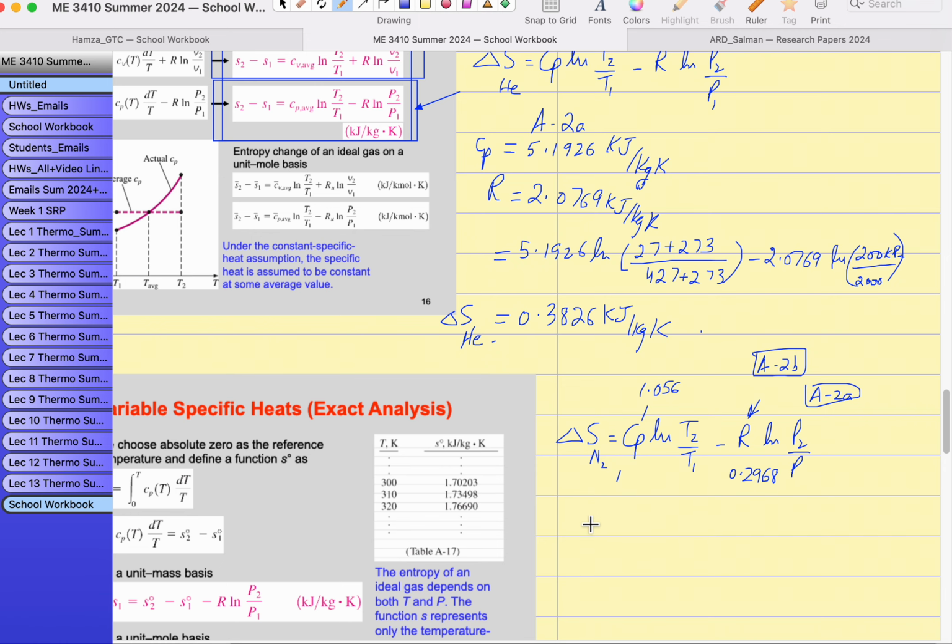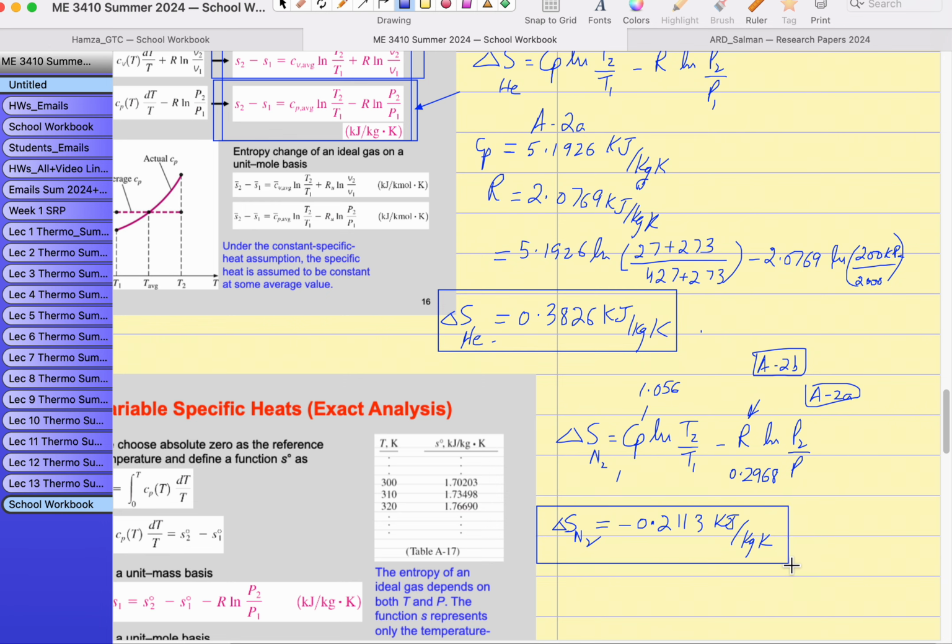So let's plug everything in, and you do the same, and you get minus 0.211 kJ per kg K. Looking at nitrogen and helium, the entropy change for helium is larger as compared to the entropy change for nitrogen, which is smaller. So the largest entropy change is for helium.